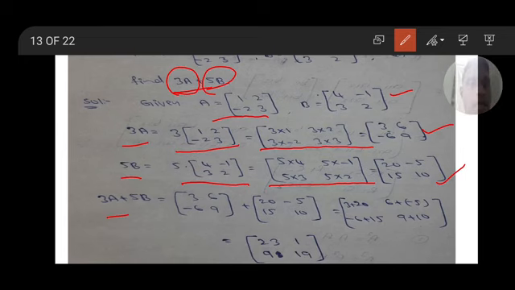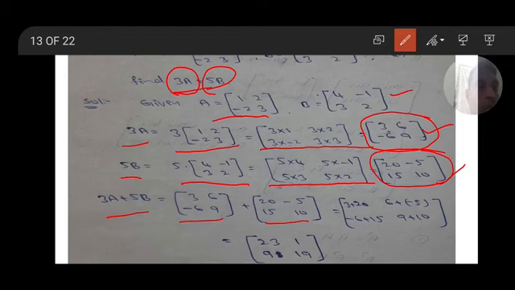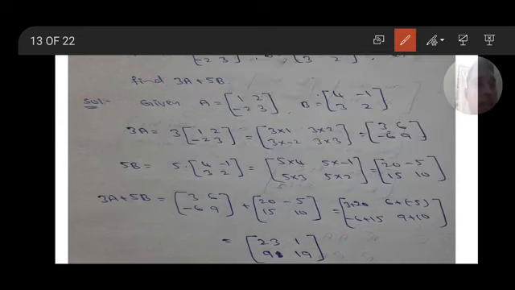So addition, 3A plus 5B. 3A means this matrix and 5B means this matrix. Corresponding elements addition: 3 plus 20, 6 plus minus 5, minus 6 plus 15, 9 plus 10. That is 23, 1, 9, 19, the answer. That is 3A plus 5B. First we find 3A, next 5B, next the addition of these two matrices.